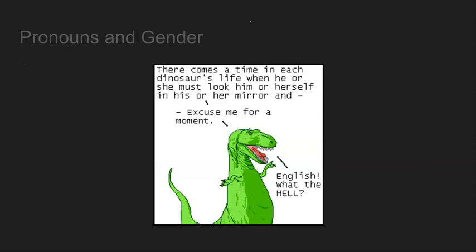There are also some issues with pronouns and gender. So I'm going to read this meme out loud for you, and you can see why pronouns can lend themselves to wordiness in writing. There comes a time in each dinosaur's life when he or she must look at him or herself in his or her mirror and, excuse me for a moment, English, what the hell?